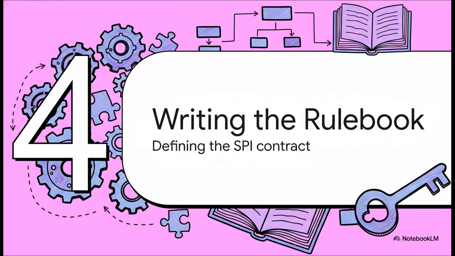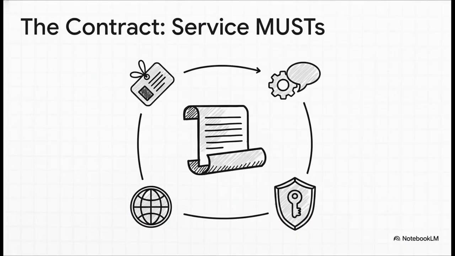All right, so let's zoom in on what is arguably the most critical piece of this whole puzzle. That rulebook, the SPI contract. Because getting this right is everything. It's the key to making sure your system is stable and can actually scale. Okay, so at the service level, there are some musts. These are non-negotiable. You need a unique ID so the registry can tell things apart. You need a clear way to handle configuration.